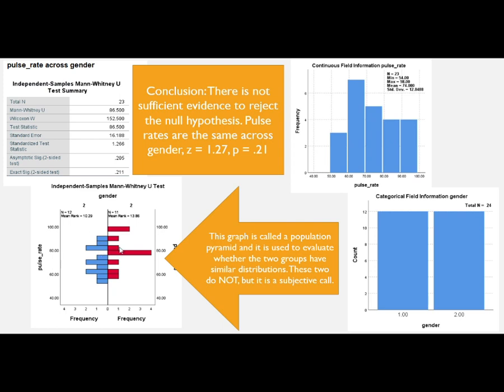This graph is something that SPSS gives us we didn't ask for. It's called a population pyramid, and it's used to evaluate whether the two groups have similar distributions. Looking at this, I would say they do not. But it doesn't matter because it wasn't significant. And then here's our histogram for the continuous variable, and then just the bar chart for our categorical variable.